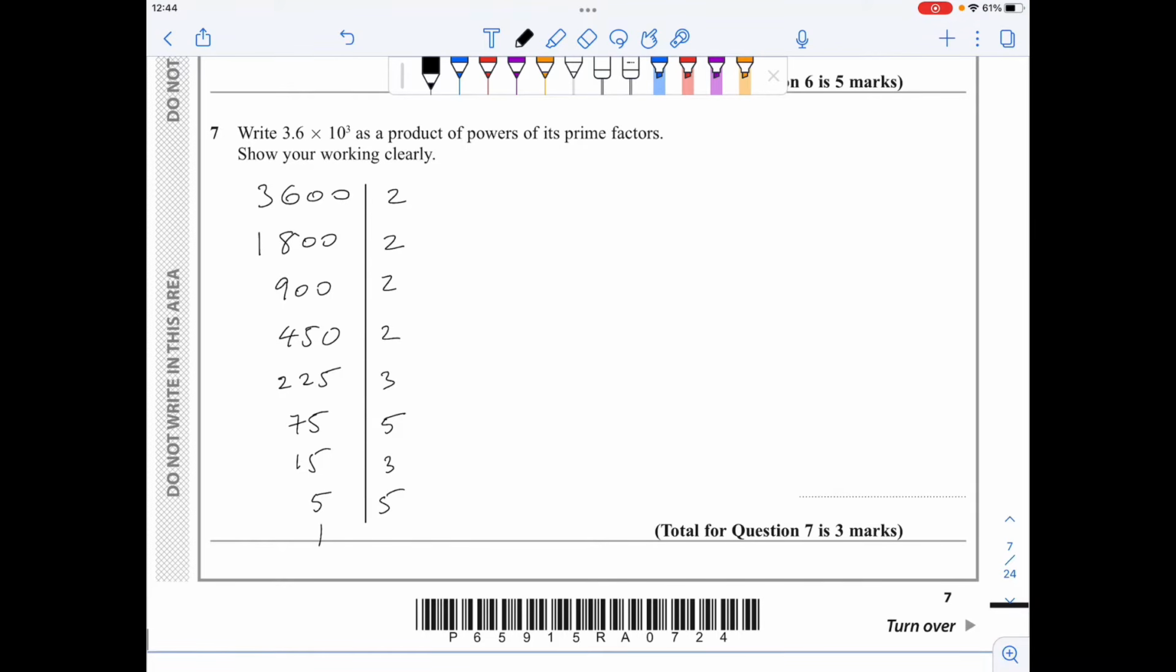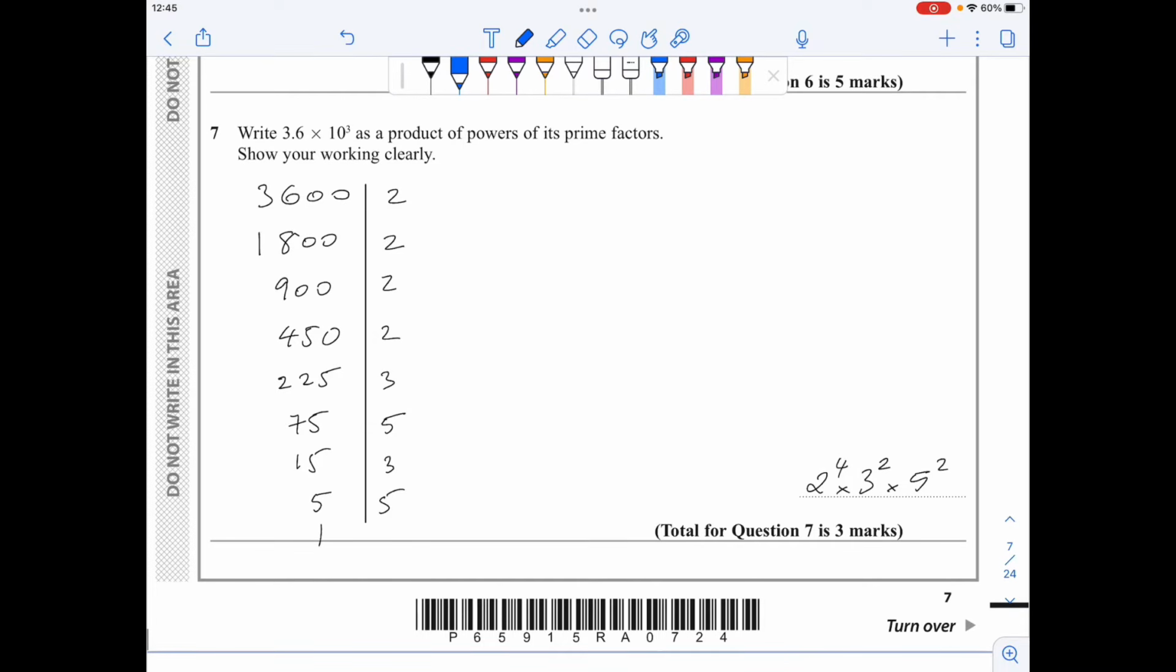So I've got 4 2's, that's 2 to the power of 4, times 3 to the power of 2, times 5 to the power of 2. Note the order in which you make the divisions is not important.